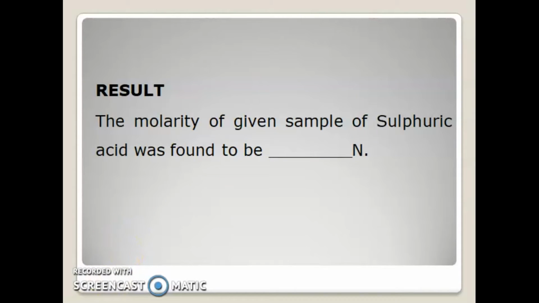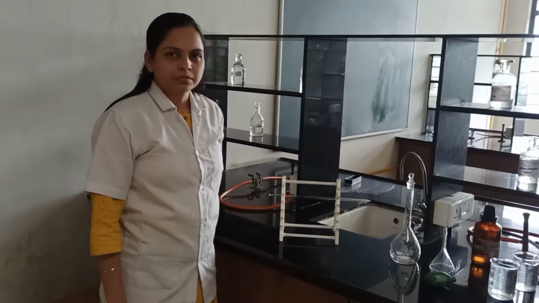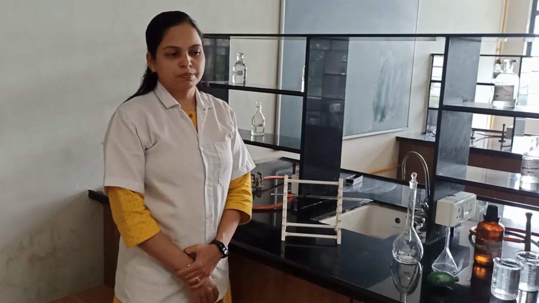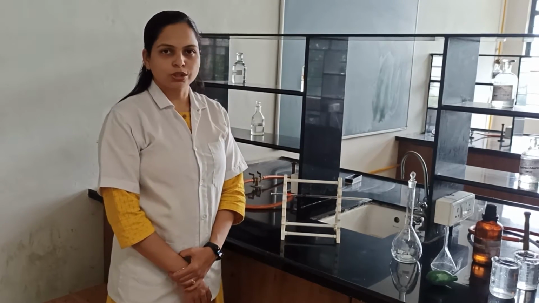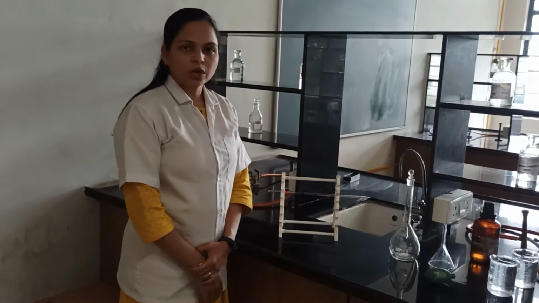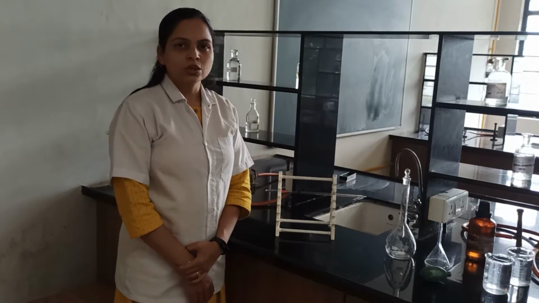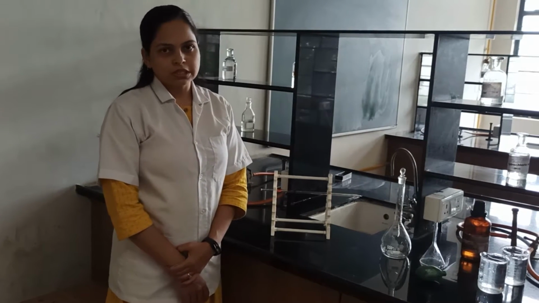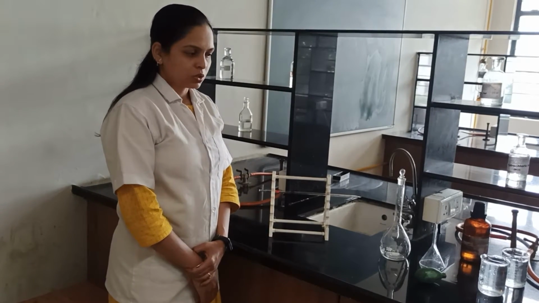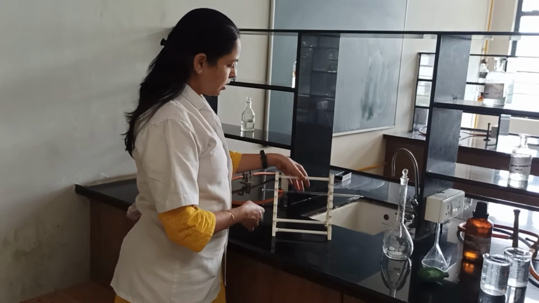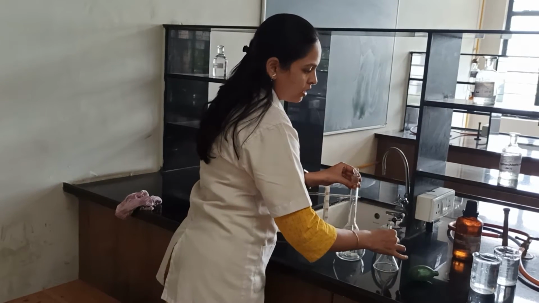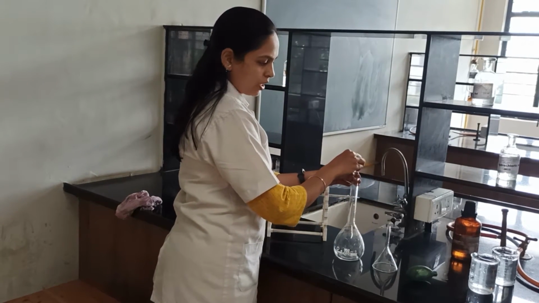Now we will proceed for the practical part. Hello students, today we are going to perform the preparation and standardization of 0.1 normal sulfuric acid. For the same practical, we will require 0.1 normal sulfuric acid and 0.1 normal sodium hydroxide. So first of all we will see the preparation of 0.1 normal sulfuric acid and 0.1 normal sodium hydroxide. For this we will require pipette, volumetric flask, funnel, distilled water and concentrated sulfuric acid.